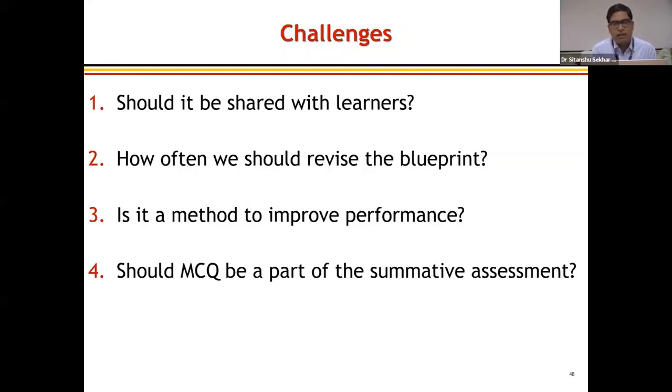We can do real life scenarios. We can test higher order thinking skills, but it takes training, it takes practice, it takes validation, and there are other issues related to it.